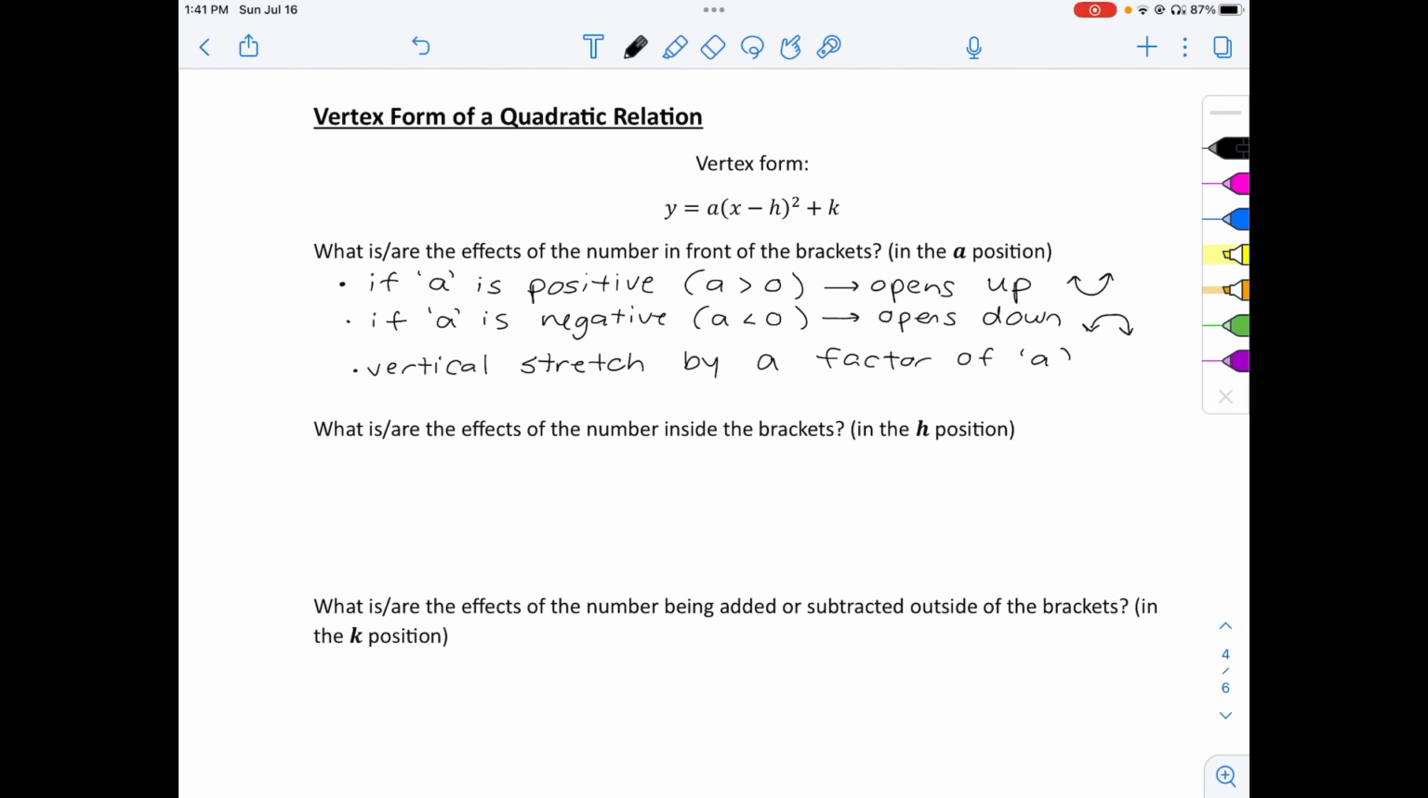If a is 1, then there is no vertical stretch factor because we wouldn't even see a number written there. But if there's a number in front, for example, if we had y equals 2(x plus 3) squared minus 1, we could say this has a vertical stretch by a factor of 2.